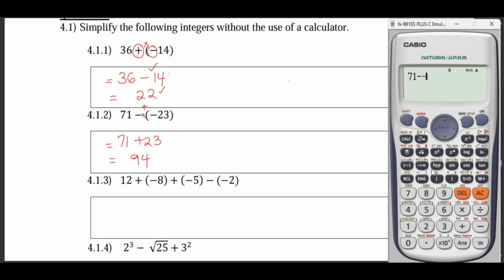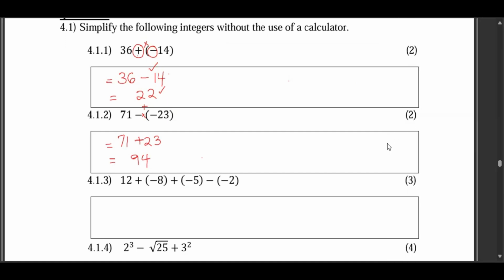Minus 23 becomes 94. Okay, we continue. Now there's an effect here, which will become a negative. There's another effect here, becomes a negative. This one here becomes a positive.